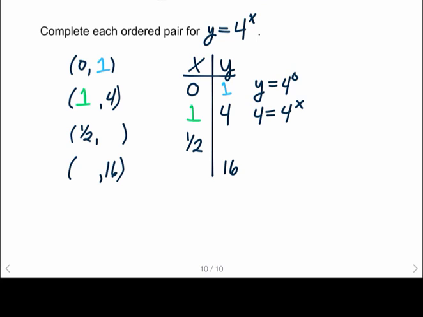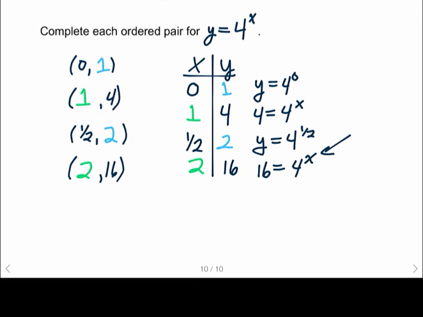For the third one, we are given x is 1/2. So we need to figure out y is equal to 4 to the 1/2. And 1/2 is, of course, a square root. And so the output there is 2. And so we have the ordered pair 1/2, 2. Finally, blank comma 16 means that y is 16. And so we're looking at 16 is equal to 4 to the x. We need to figure out the exponent on 4 that gives us a result of 16. Since 16 is 4 squared, the answer is going to be 2. And so that last ordered pair is 2, 16.